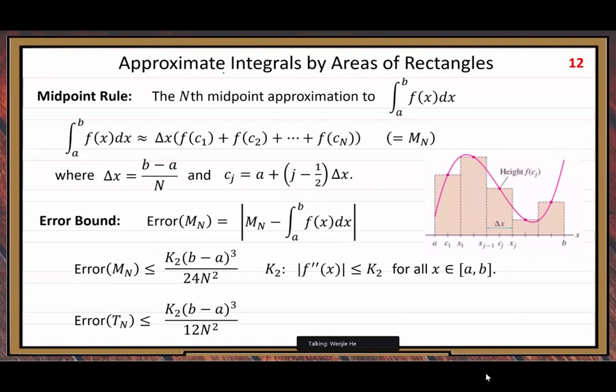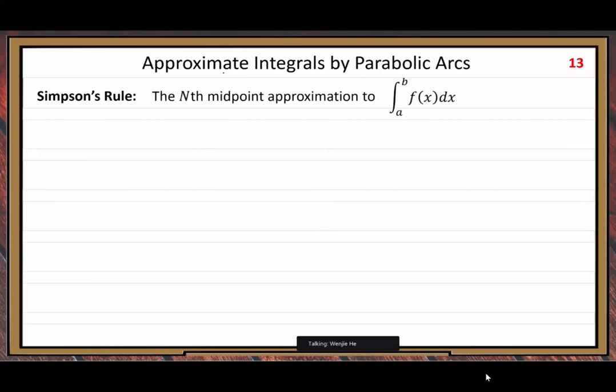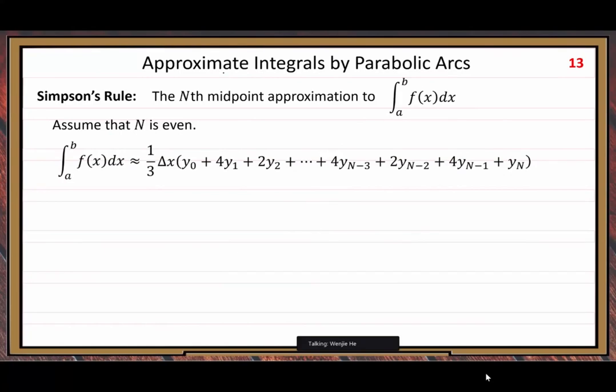Then the third rule. This time we approximate by parabolic arcs, a more advanced approximation by parabola. It's called Simpson's rule. Here, for convenience, we make n even. Then the formula is like that.